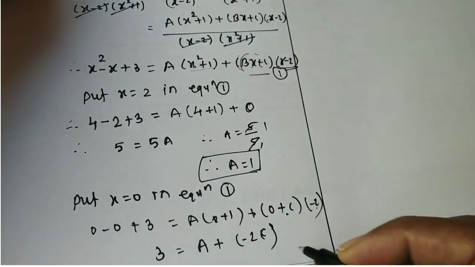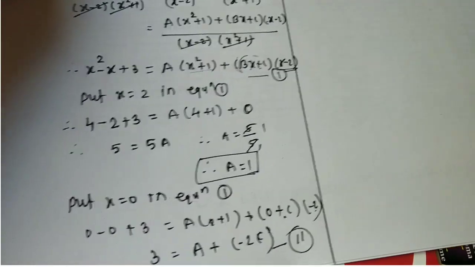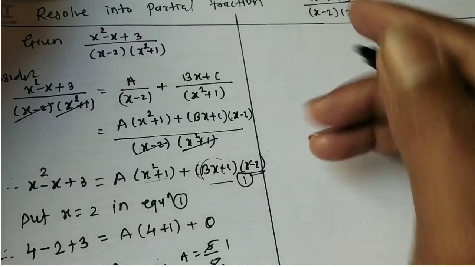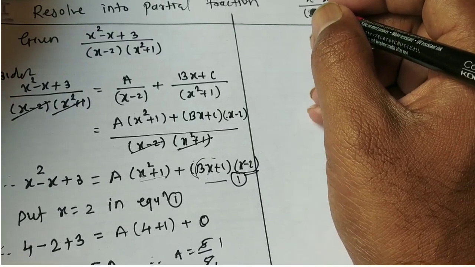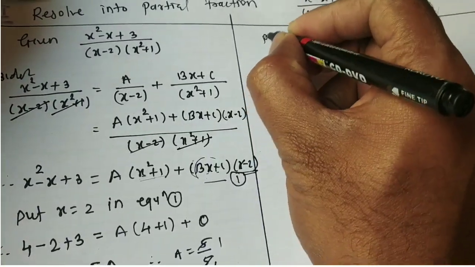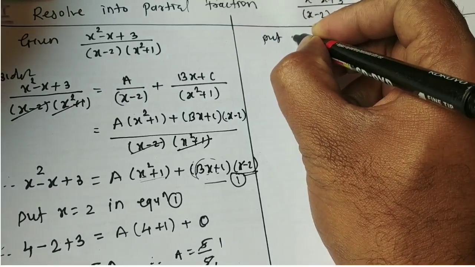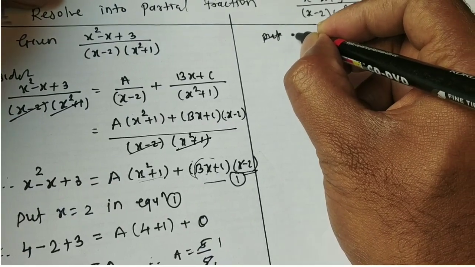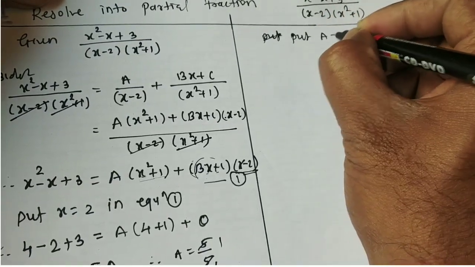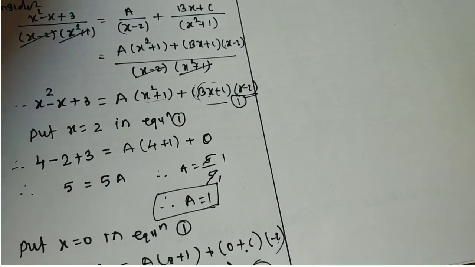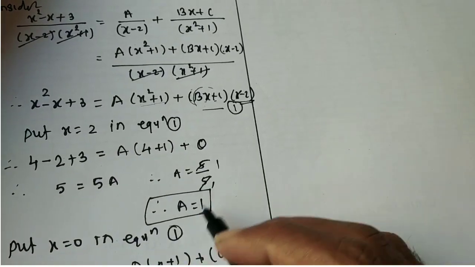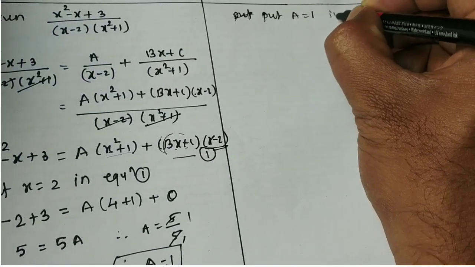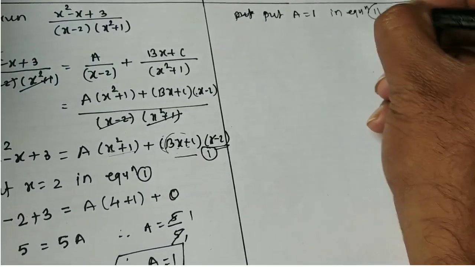So give this equation as equation number 2, and now put x equal to, okay, now put a equal to 1, because we have a equal to 1 here, so put a equal to 1 in this second equation.